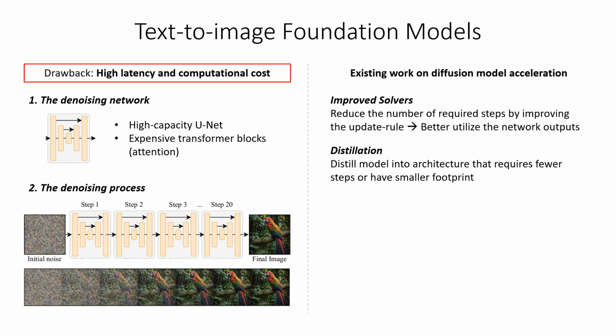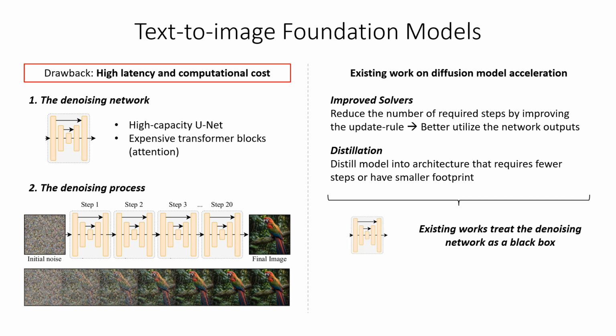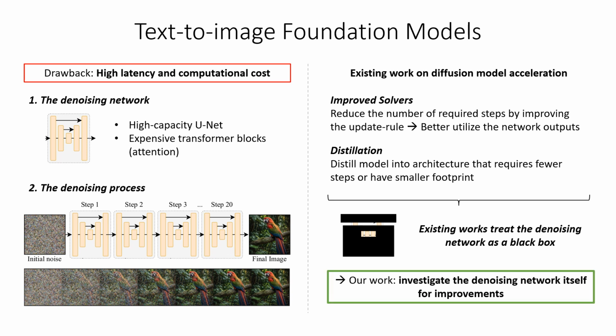The research community has made significant efforts to speed up image generation. Some works aim to reduce the number of required steps by improving the solvers. Others propose to distill existing neural networks into architectures that require fewer steps or have a smaller footprint. While such techniques show promising results, they treat the UNet model as a black box. This leaves a potential source of speedup, the UNet itself, completely untapped, which is what we focus on.